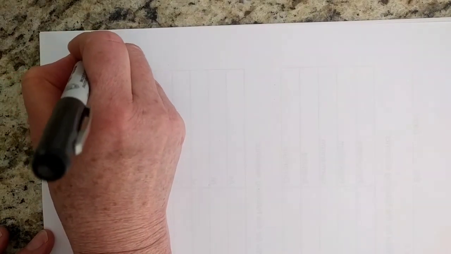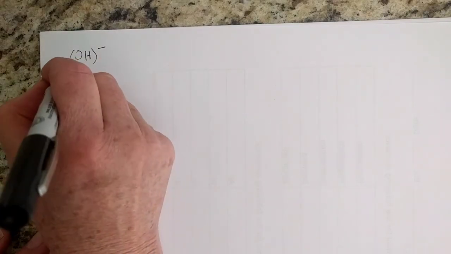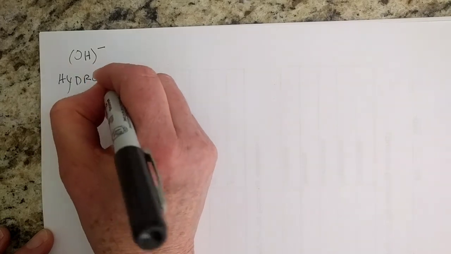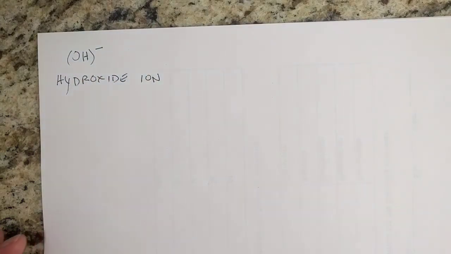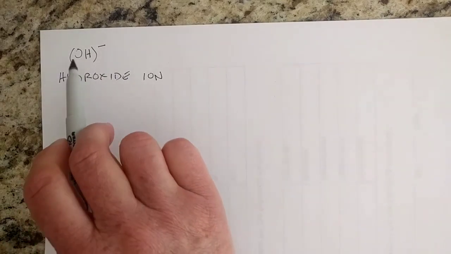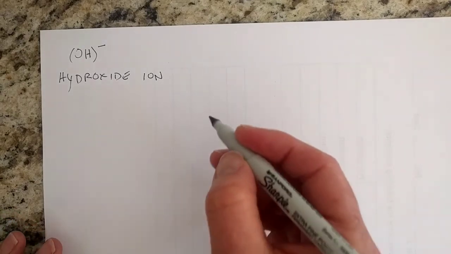All right, so let's do another one. We're going to do OH minus, and the name of this is the hydroxide ion. Even though it only has 2 atoms, it's still polyatomic. Anything more than 1 atom is a polyatomic ion.